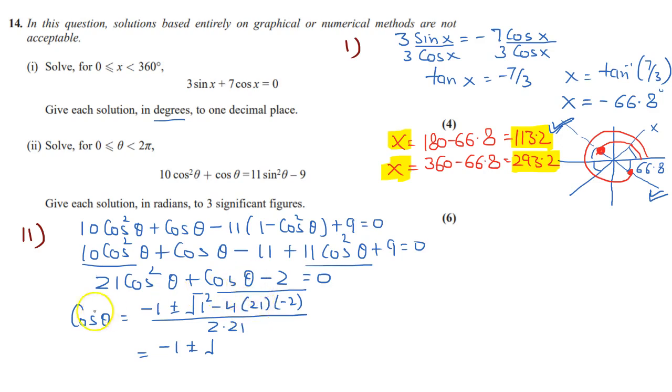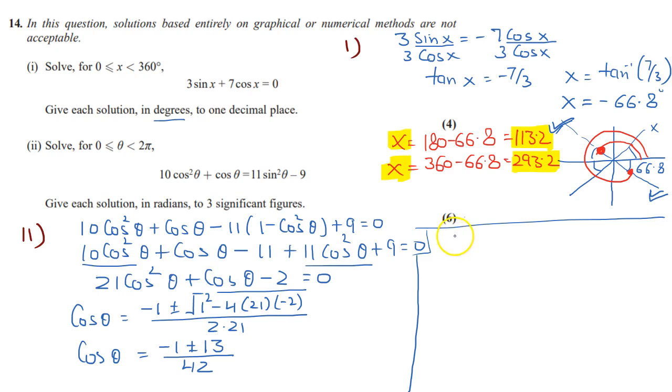This is 169, so that is 13, plus minus 13 over... so cos theta will be 12 over 42, that is 2 over 7 and minus 1 over 3. So these are the values of cos.